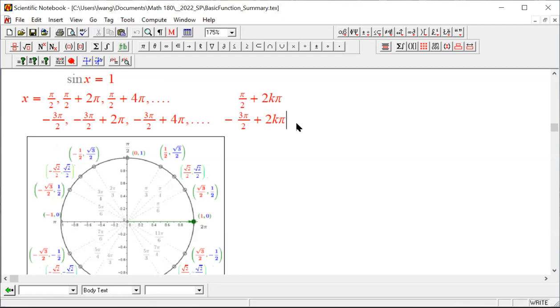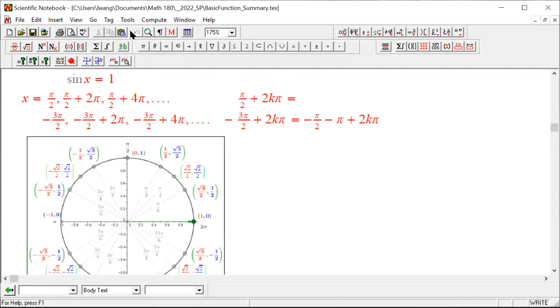Do these two have anything in common? Do these have anything in common? 2k pi is common, right? Can negative 3 pi over 2 be written as negative pi over 2 minus pi plus 2k pi? Can we do that? Yes. So this will be pi over 2 plus 2k pi.